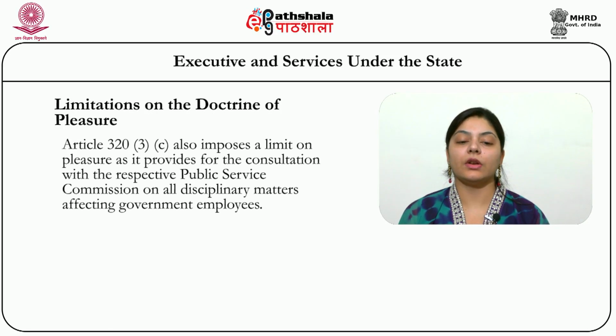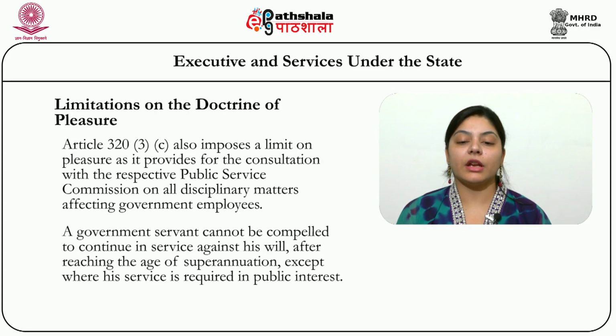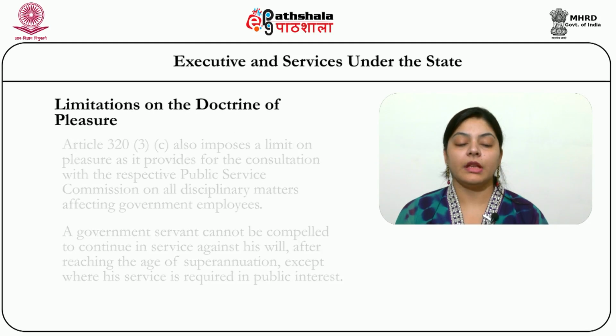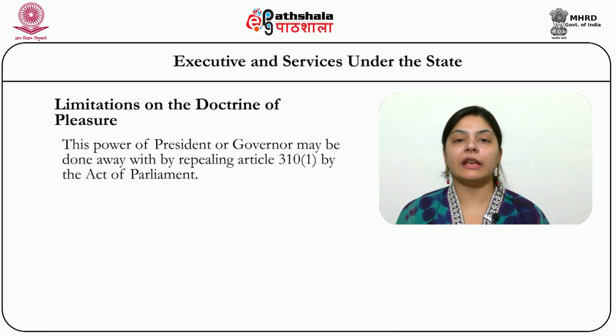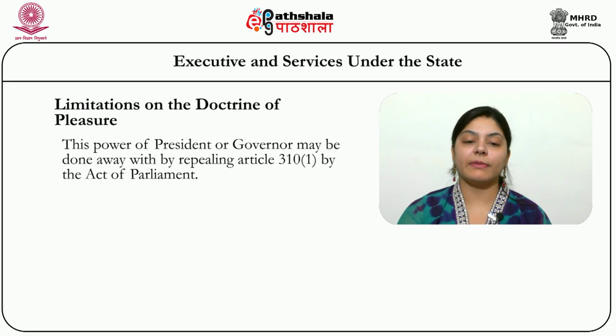Article 320 clause 3 also imposes a limit on pleasure as it provides for consultation with the respective Public Service Commission on all disciplinary matters affecting government employees. A government servant cannot be compelled to continue in service against his will after reaching the age of superannuation, except where his service is required in public interest. This power of the President or Governor may be done away with by repealing Article 310 clause 1 by an Act of Parliament.